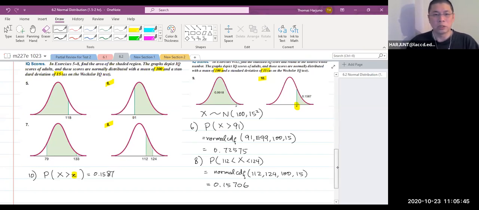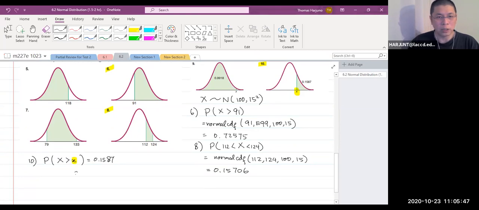So the X score will be inverse norm. Oh no, not yet. I cannot do that right away. My bad. Why not? Because our calculator can only deal with area to the left, not area to the right. Therefore, I need to adjust this a little bit. Take a look at the area to the left instead. That's 0.8413.